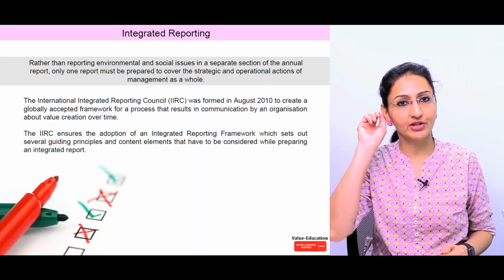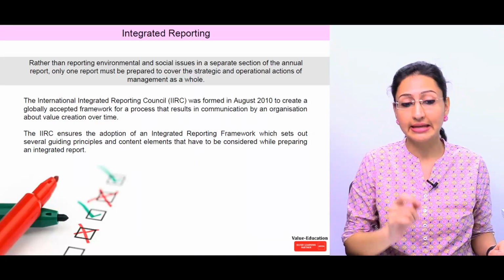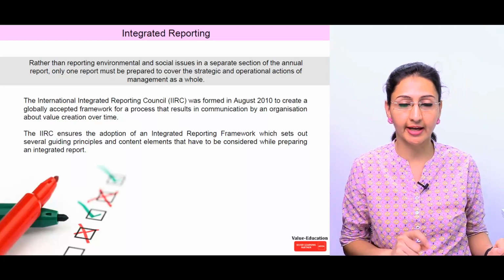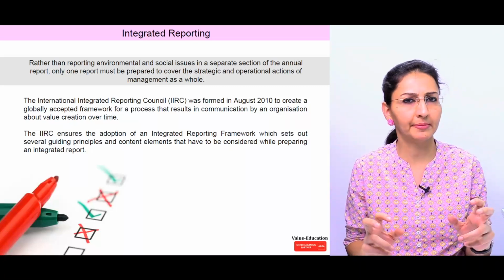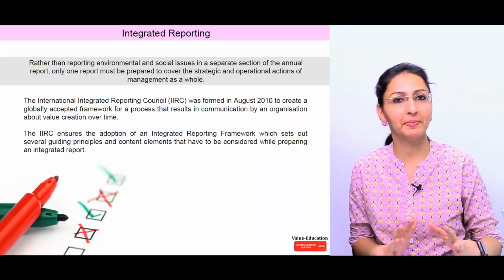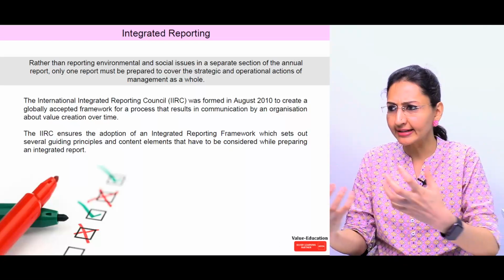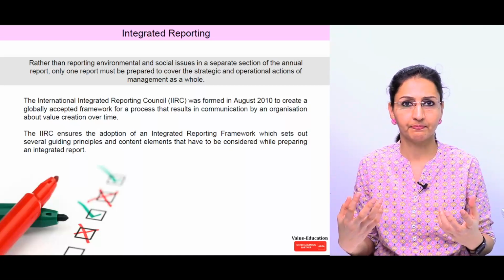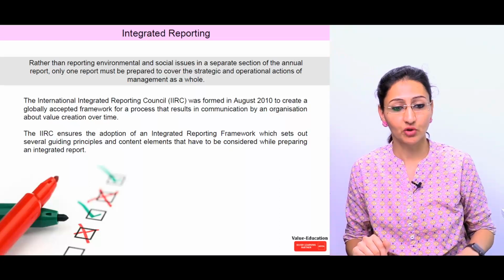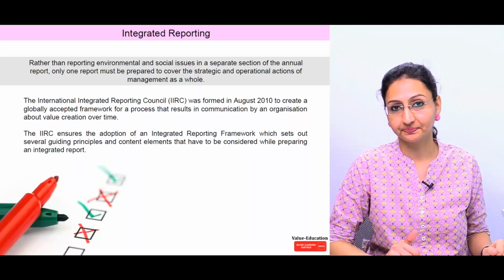So there is an organization which is IIRC. What is this IIRC? IIRC is International Integrated Reporting Council. This council was formed in August 2010 so that some framework can be created based on which this integrated report can be made by the entities. Because there should be some framework, some common basis following which all the entities must prepare their integrated report. I mean, if it is free for everyone, they will start making reports as per their own comfort. So this IIRC council was formed in 2010 to give that framework.